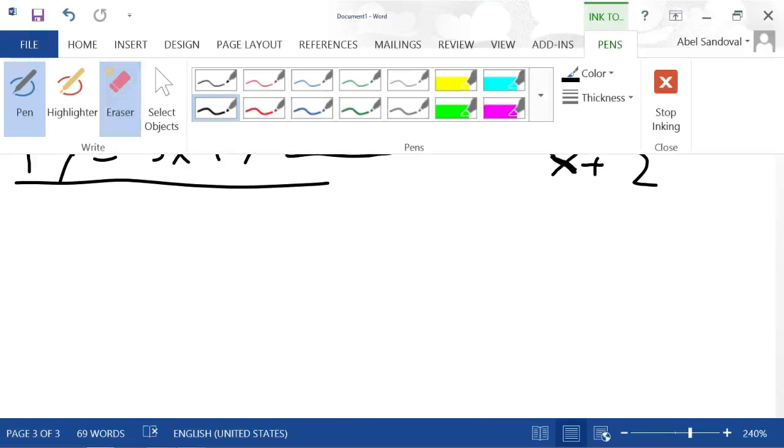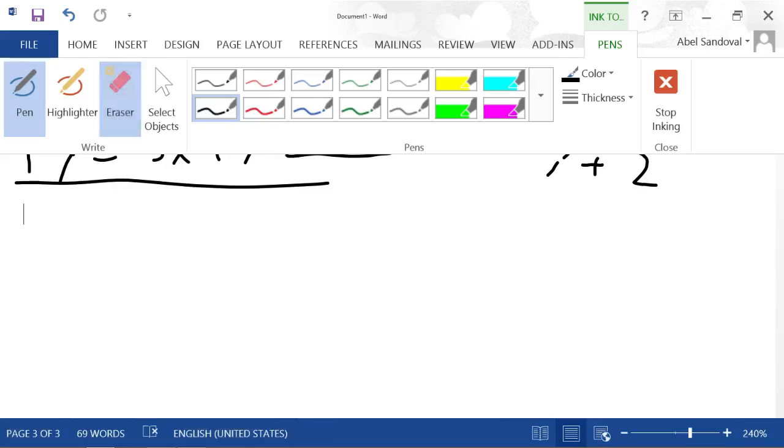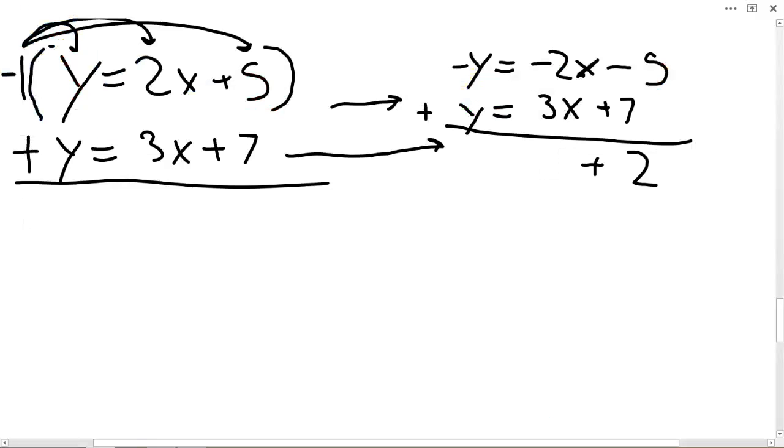Hold on. I'm still not used to writing on a touch screen. It's kind of a little weird, but just hold on. Give me a second. All right, there you go.